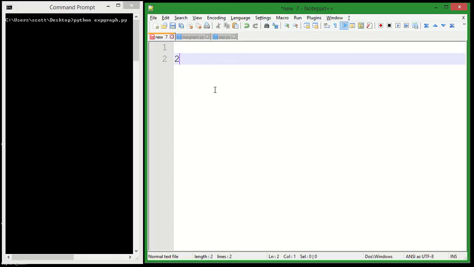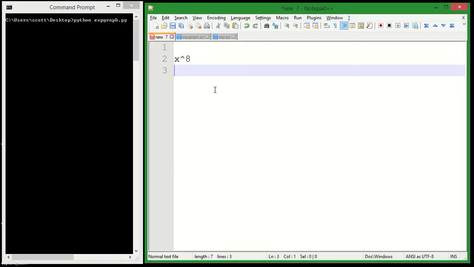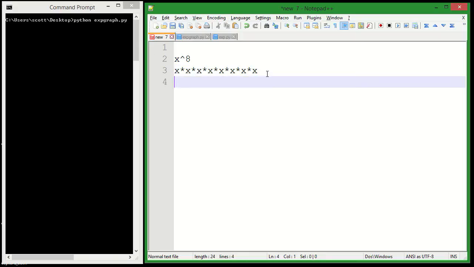So let's begin by talking about how a computer might calculate an exponential. For instance, let's say we have x^8. The obvious way for a computer to do this would just be to multiply x by itself 8 times, and as you can see, that's going to require 7 multiplications. That's going to be pretty fast, but let's see if we can do it in fewer multiplications.